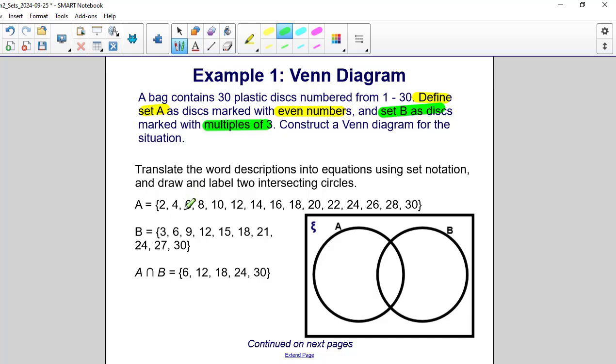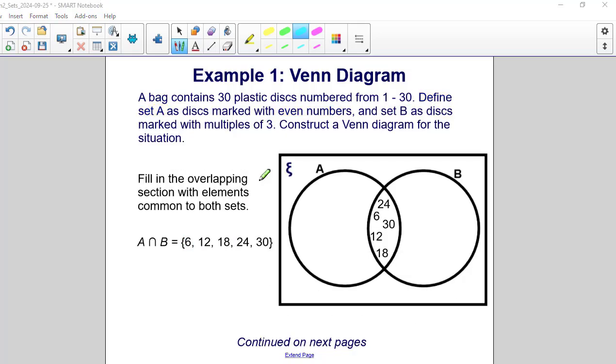Now, we want to look for the intersection. So the intersection of both sets A and B would be the number 6. You'll see that 6 is located in both sets. We also have the number 12 is in both sets. The number 18 is in both sets. The number 24 is located in both sets. And finally, the number 30 is located within both sets. So those numbers are going to get filled in this section right here.